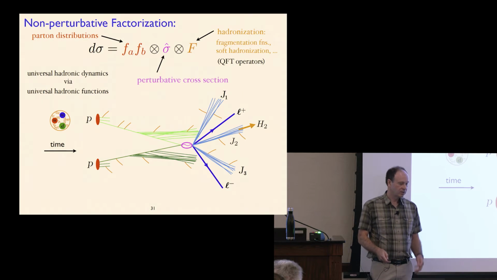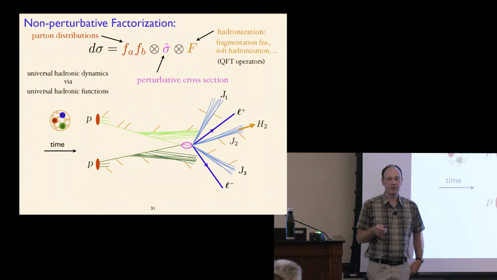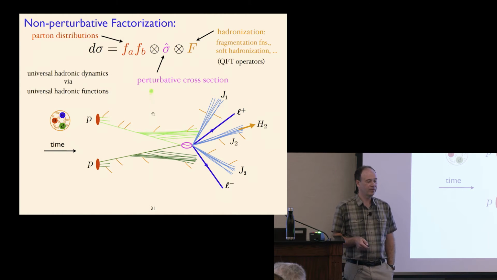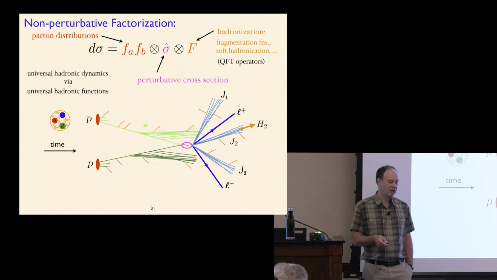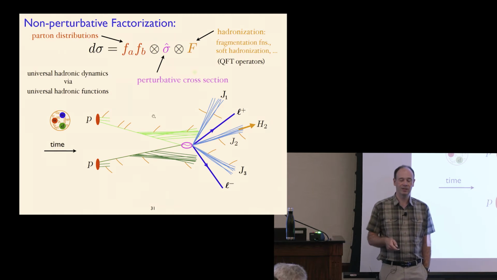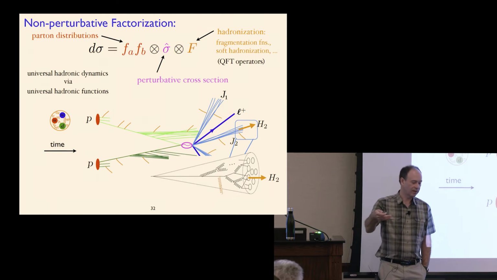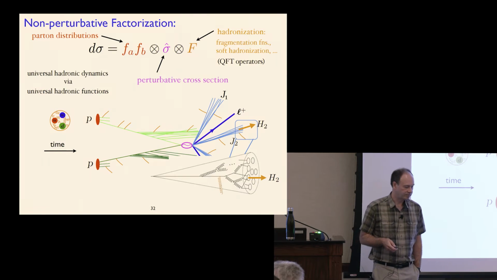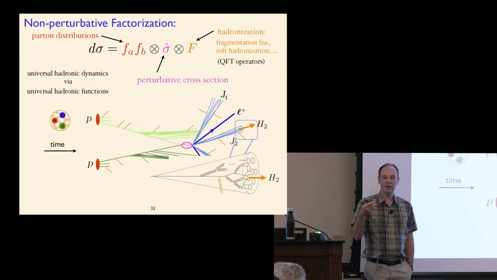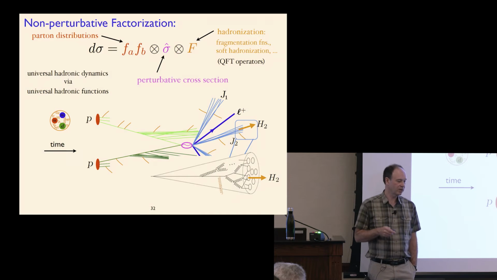Okay, so how does it kind of work? So factorization, if we think about factorization of perturbative and non-perturbative physics, looks something like this, where there's some short distance perturbative cross-section tied, for example, to parton distribution functions in a proton-proton collision. And maybe there's some non-perturbative physics in the final state as well. For example, maybe we have a hadron that we pick out of a jet, and we have a fragmentation function for that hadron. So there's universal physics here, fragmentation functions and parton distribution functions.